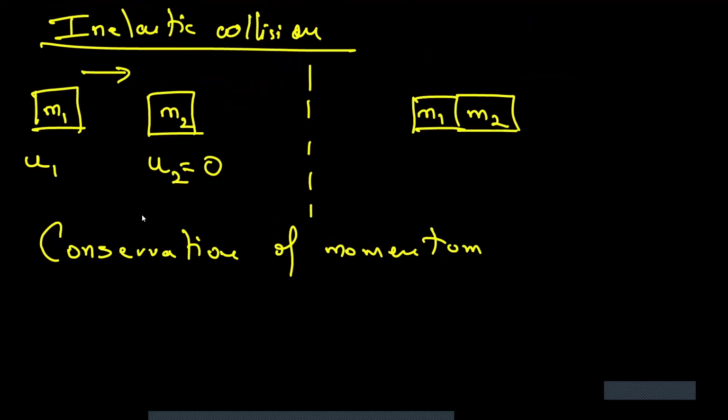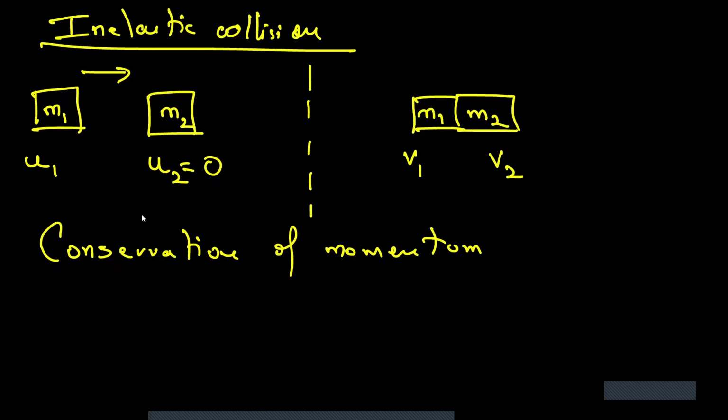Now, mass 1 after hitting mass 2 will have some kind of velocity. Similarly, mass 2 will also have some kind of velocity. Now, think for a second. If you're not able to grasp the boulder example, I'll give you one more example. Just imagine a bike which is parked on the road. But a car comes and hits the bike.